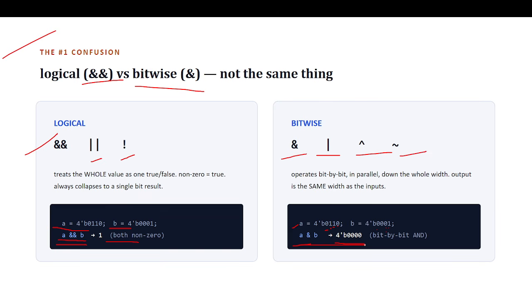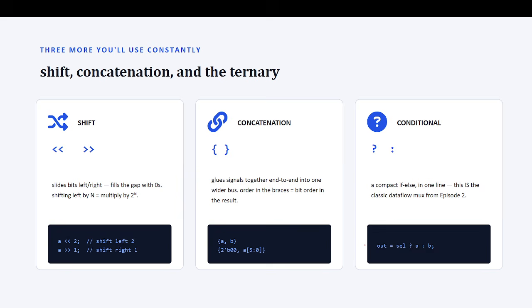I want you to develop the habit of pausing every single time you type an ampersand or a pipe symbol and asking yourself, do I want a single bit true false answer or do I want a bit by bit result? That question will tell you whether you need the logical or bitwise version. Are there any questions? If so, comment your question.